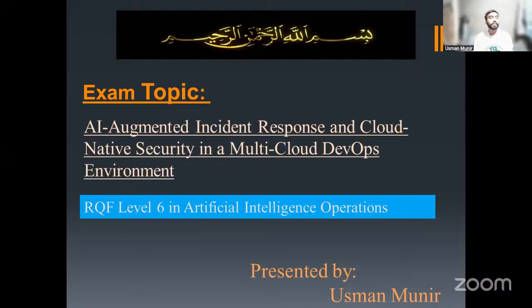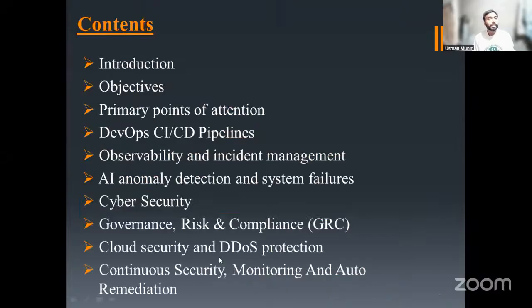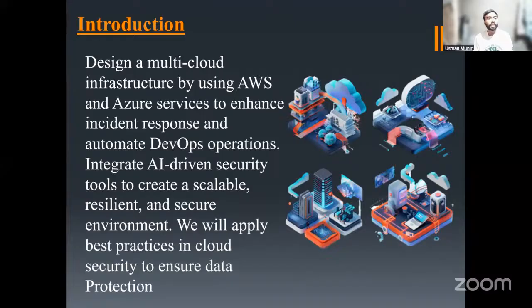Bismillah Rahman Rahim. My name is Usman Munir. Today, my topic is AI augmented incident response and cloud native security in a multi-cloud DevOps environment. The contents are introduction, objectives, primary points of attention, AI, cybersecurity, governance, etc. In the introduction, we will design a multi-cloud infrastructure using AWS and Azure services to enhance incident response and DevOps operations. We will integrate AI-driven security tools for a scalable, secure, and resilient environment. We will also apply best practices in cloud security to ensure data protection.